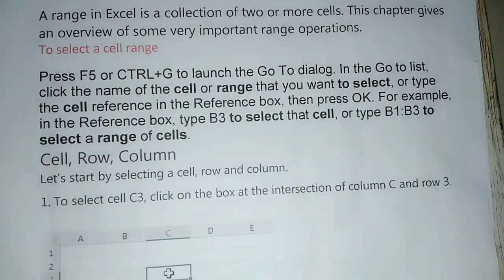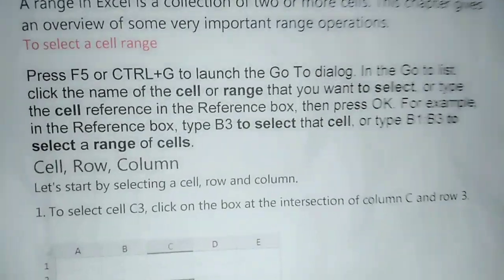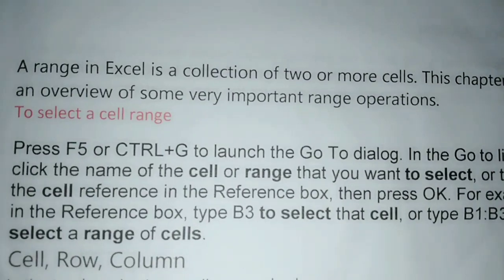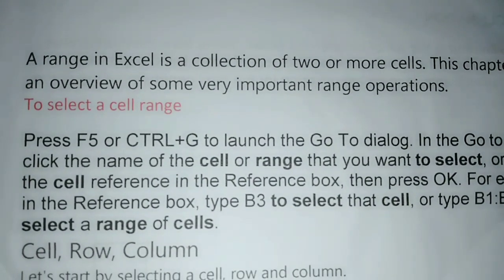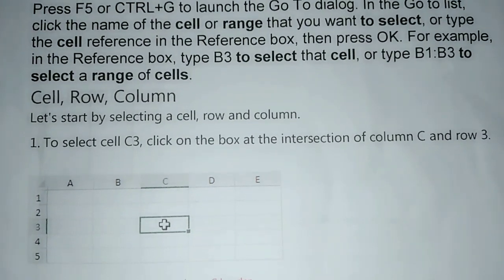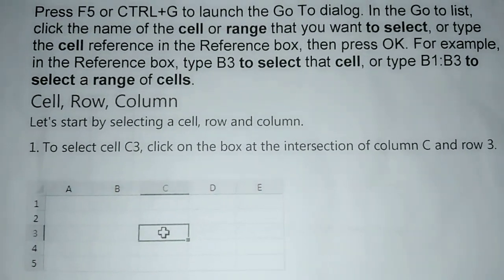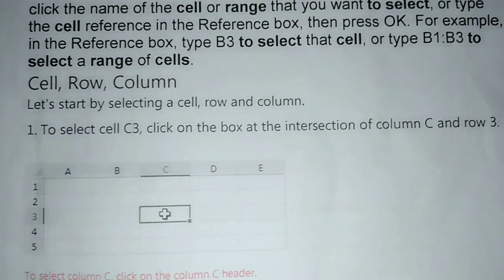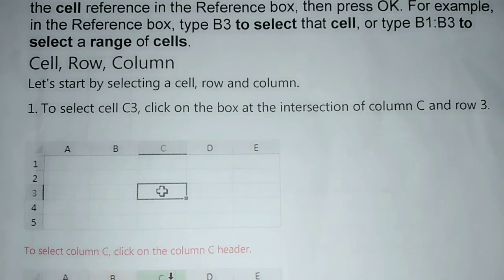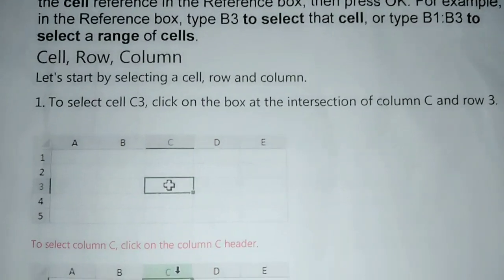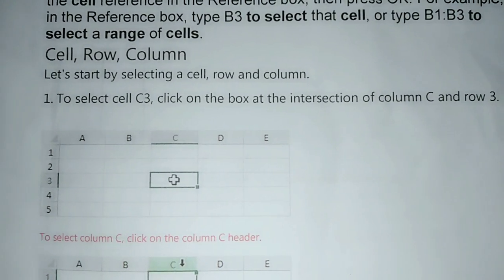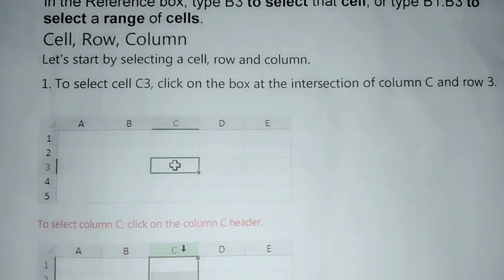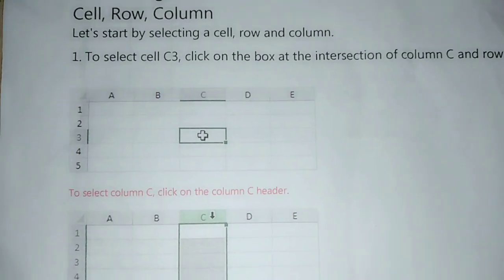A range in Excel is the collection of two or more cells. This chapter gives an overview of some very important range operations. To select a cell range, press F5 or Ctrl+G to launch the Go To dialog. In the Go To list, click the name of the cell or range that you want to select, or type the cell reference in the reference box, then press OK. For example, in the reference box, type B3 to select that cell, or type B1:B3 to select a range of cells.